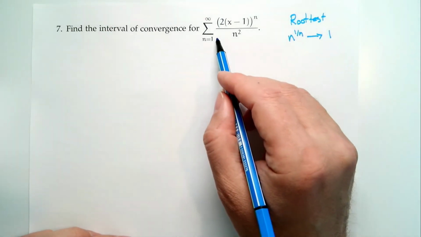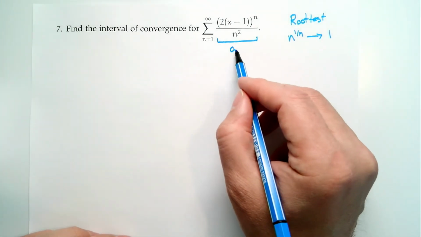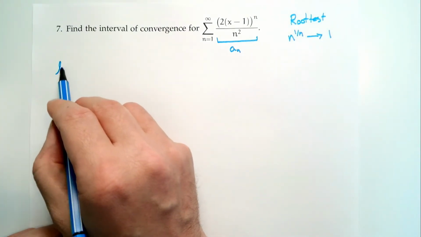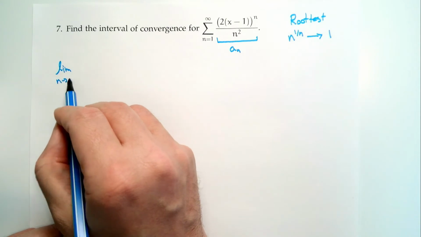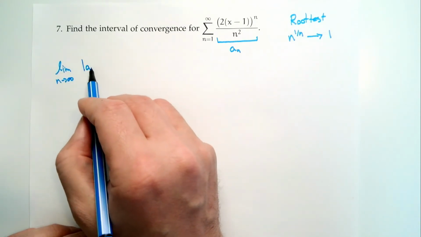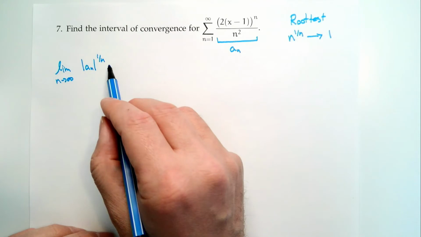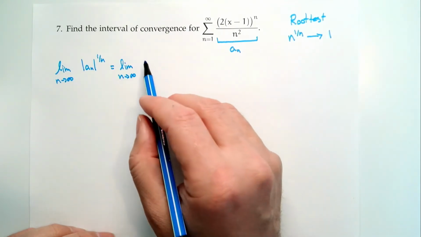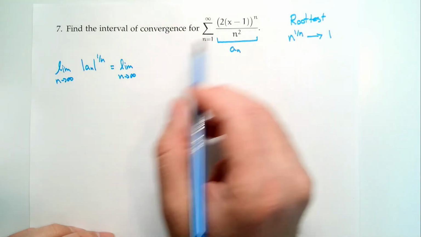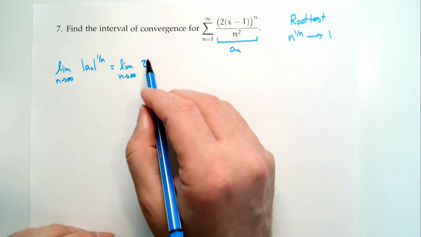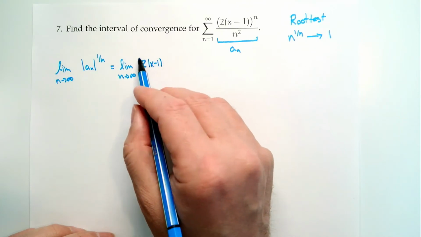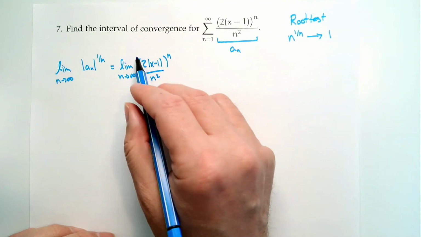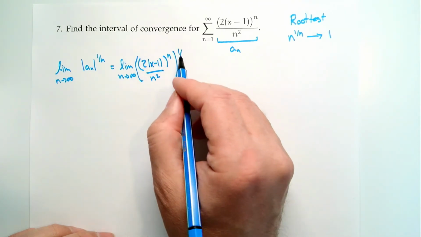Okay, so here is our a sub n. So we're going to apply the root test, and we have the limit as n goes to infinity of the absolute value of a_n to the 1 over n. Well, that's the limit as n goes to infinity of, take the absolute value here, that'll be 2 absolute value of x minus 1 to the nth power divided by n squared. We're going to take all of that to the 1 over nth power.